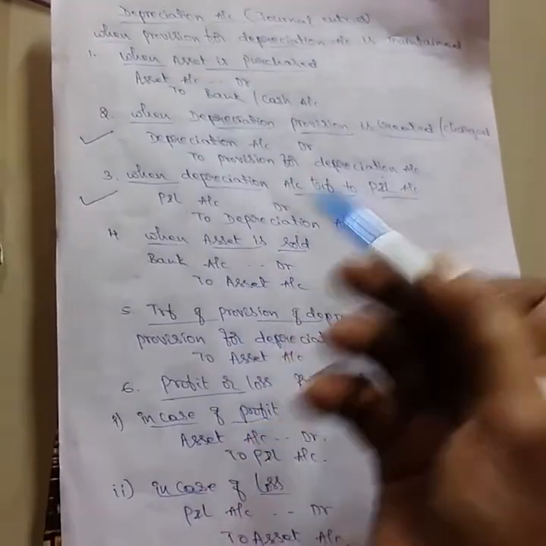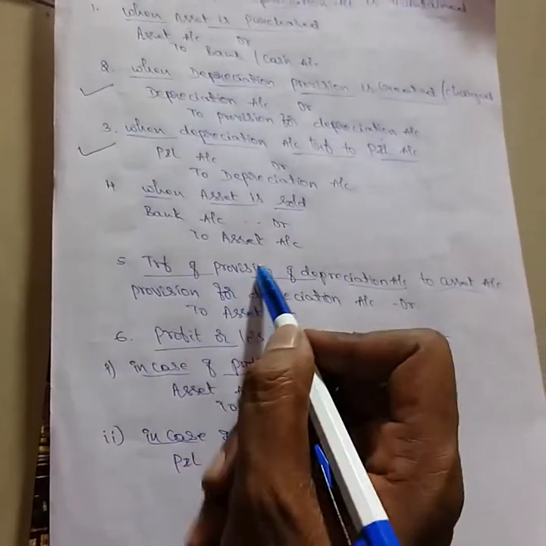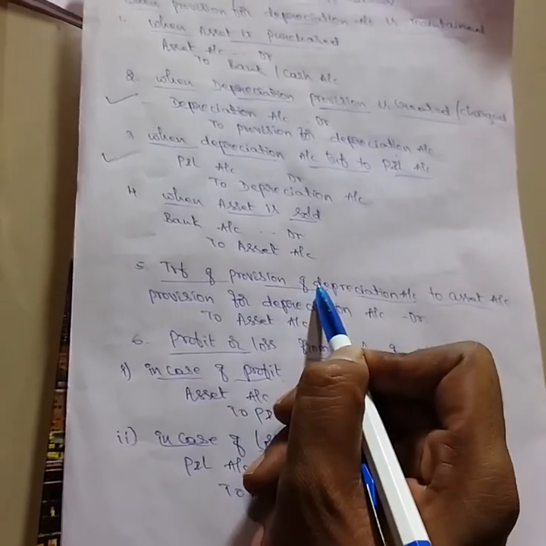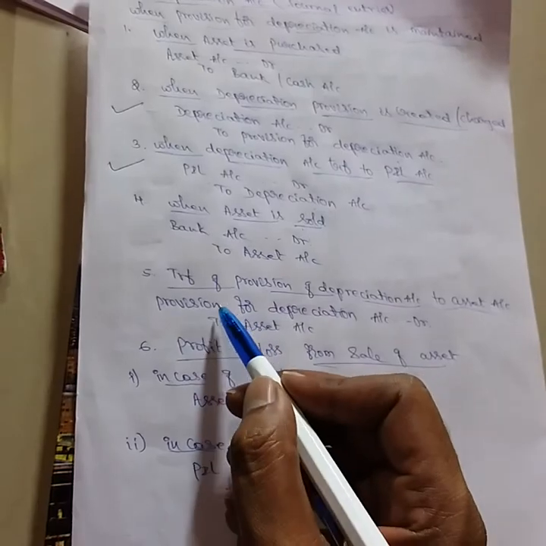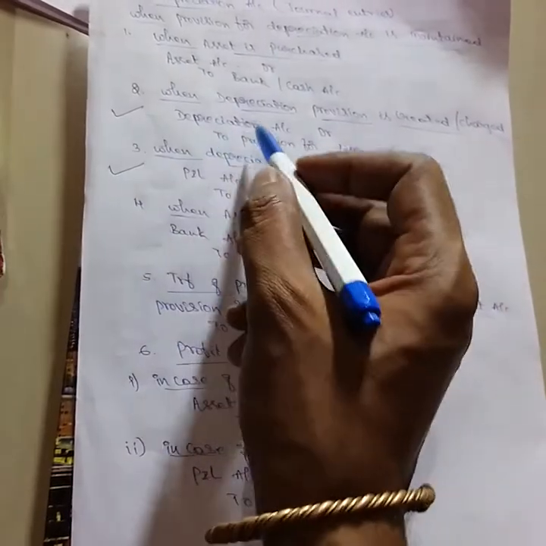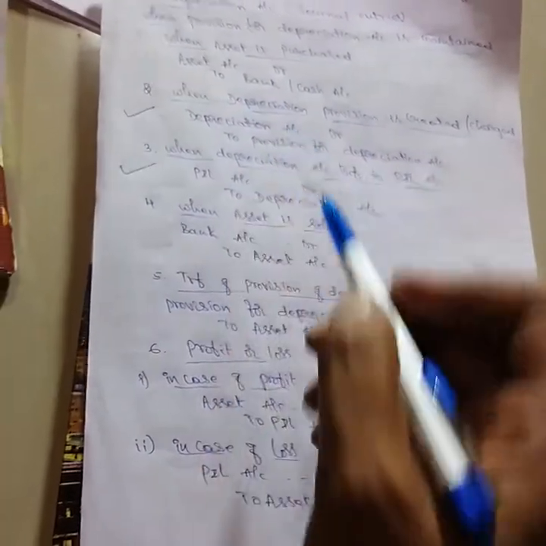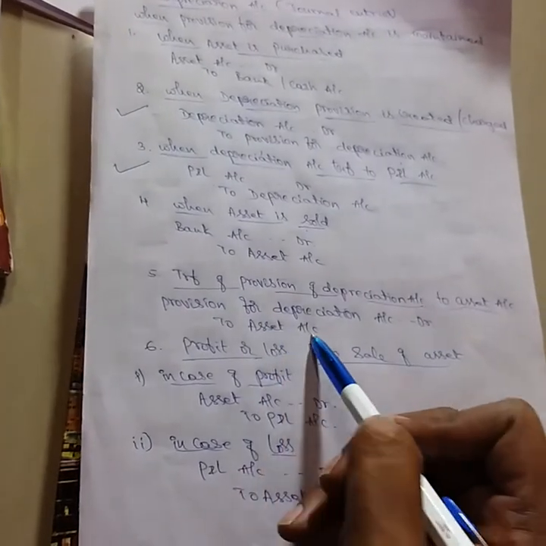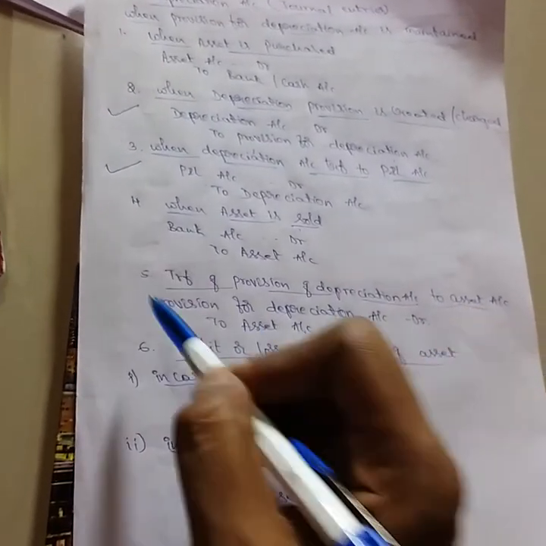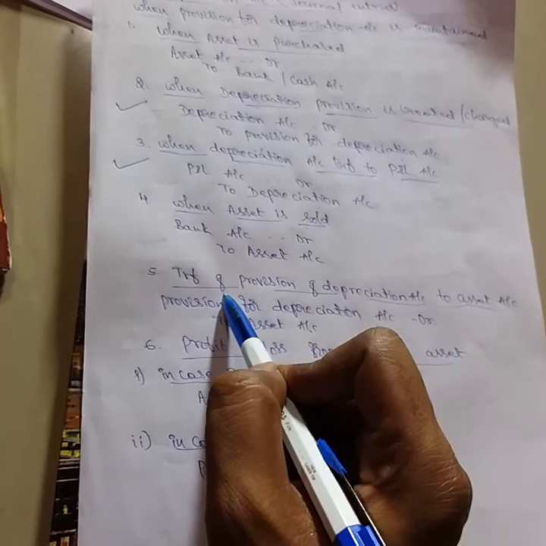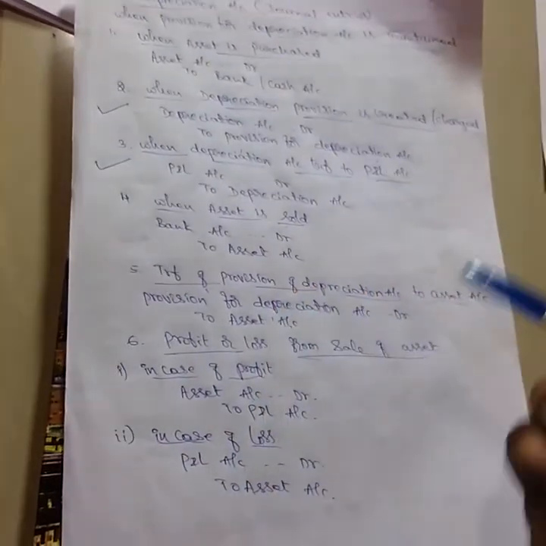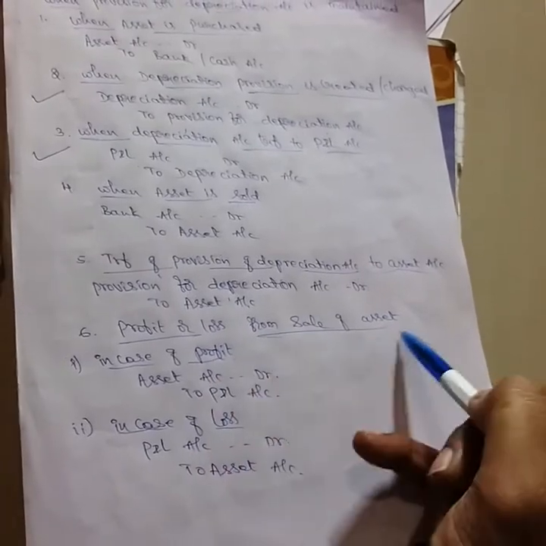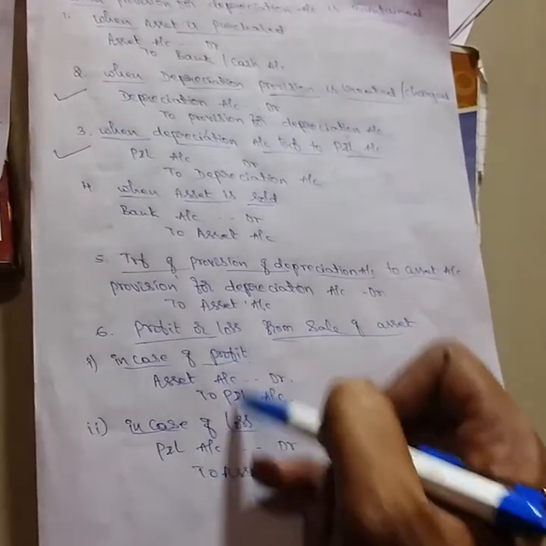When asset is sold, same journal entry. And when we sell an asset, whatever provision is created on that asset will be deducted in asset. This journal entry appears when we sell asset. So you will come to know this point when we solve the problem. And in case of profit or loss from sale of asset, same journal entries.